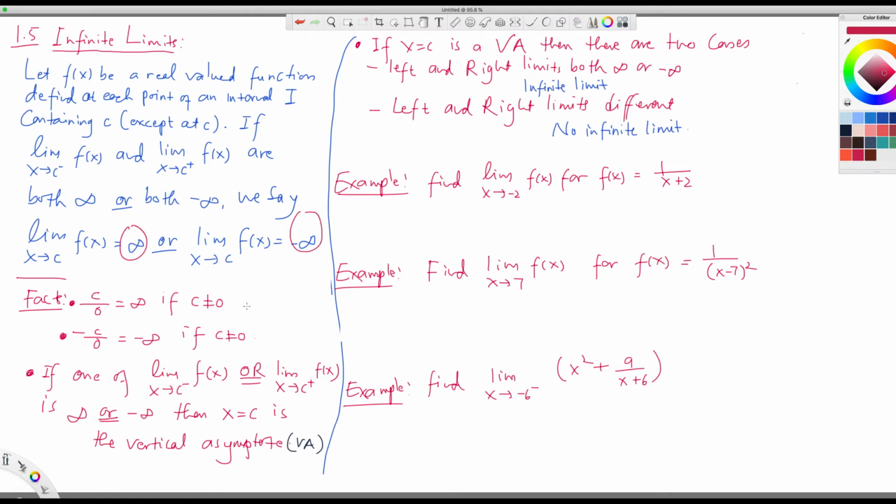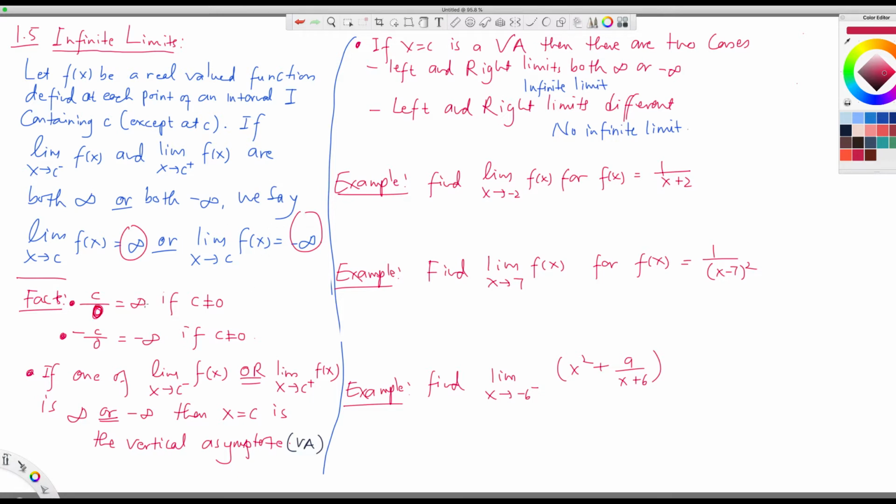This is also an infinite limit. Either case it is an infinite limit. But sometimes you get the left limit is positive infinity and the right limit is negative infinity. If you get different infinities, then we say the limit does not exist. Otherwise, if you get the same infinity, positive infinity or negative infinity, both from left and right, then we say that the limit is infinity.